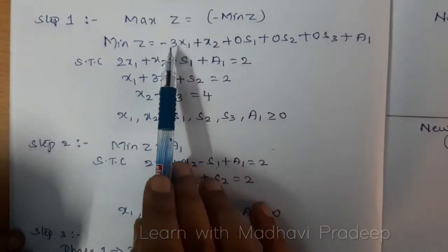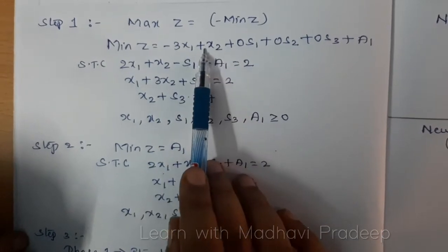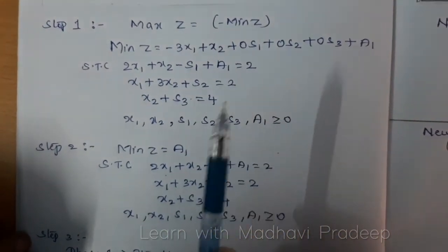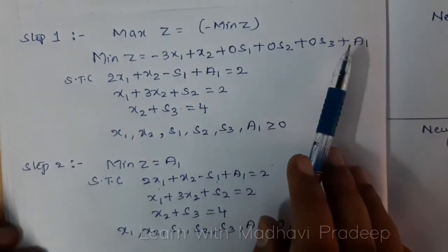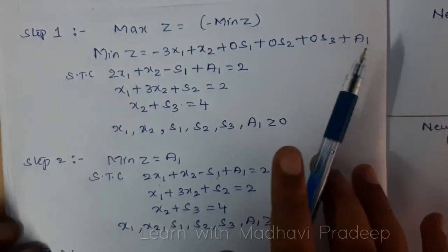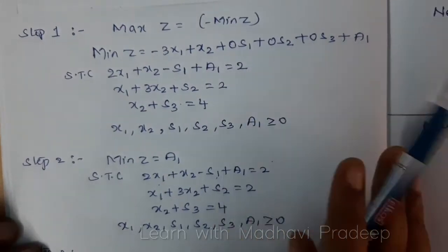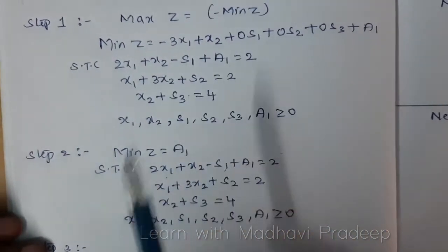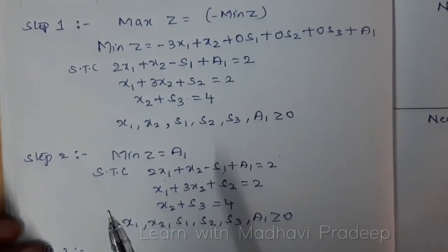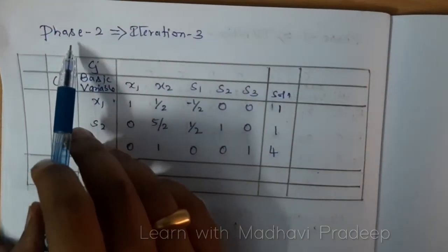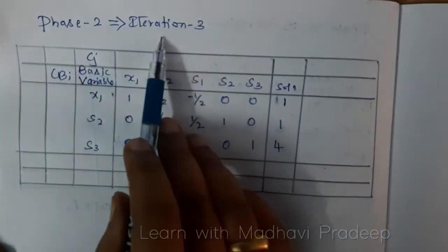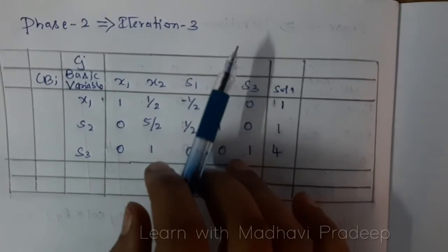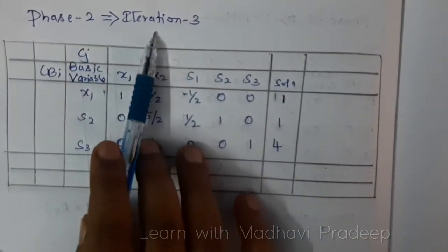So we need to write down now the basic variable values from the actual objective function. That is, x1 value will be now minus 3, x2 value will become 1, s1 value will become 0, s2 value will become 0, s3 value is 0, and here we don't have a1, so we need not write down a1. a1 will be removed from phase 1 itself. Okay, so let's take down these values now in phase 2. So now we have come to phase 2. See, in phase 2, we are going to proceed with iteration 3. In phase 1, iteration 1, iteration 2 we have done.